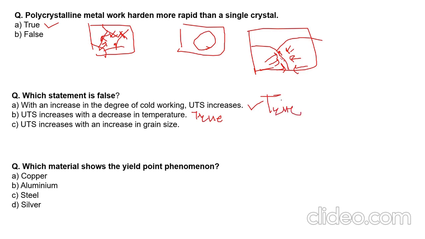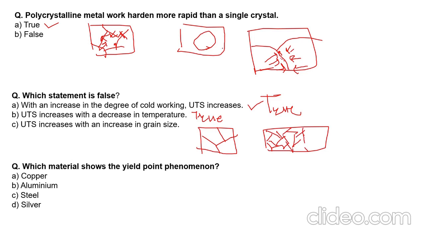Then we have another question that says UTS, ultimate tensile stress, increases with an increase in grain size. So what happens if you have two grain sizes? For example, you have one coarser grain size, we discussed this, and then we have a finer grain size. Which will have more tensile stress? This is similar to that question.